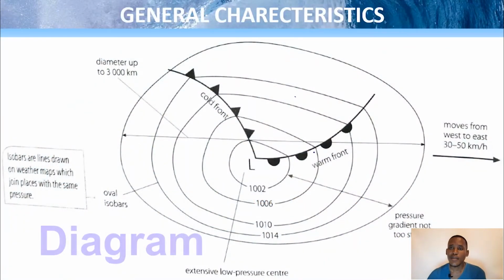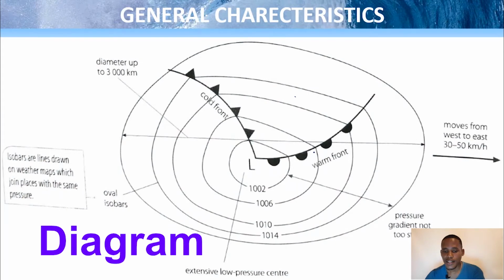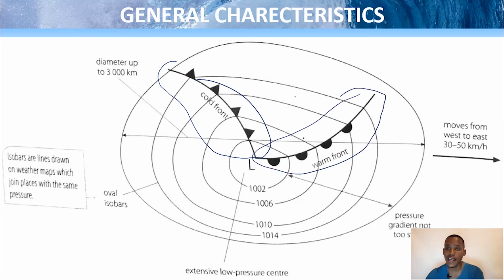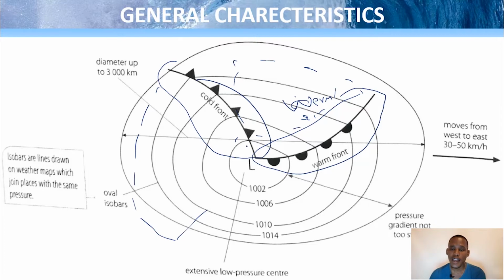Now this is the image of the cyclone, and you can see here we've got the pair of cold and warm front that I was talking to you about on the previous slide. This means that on the warm front, behind it we've got warm air. All of this area here consists of warm air. Then all of this area here is going to consist of cold air.